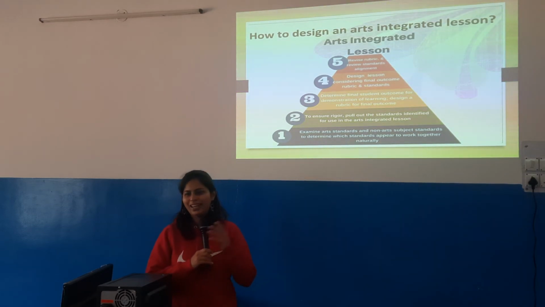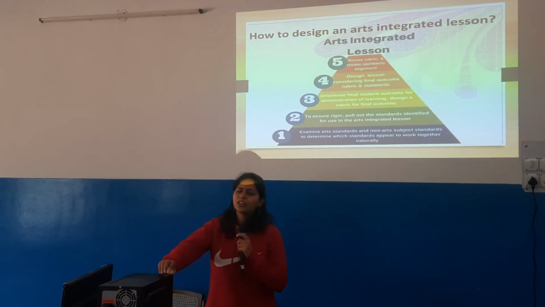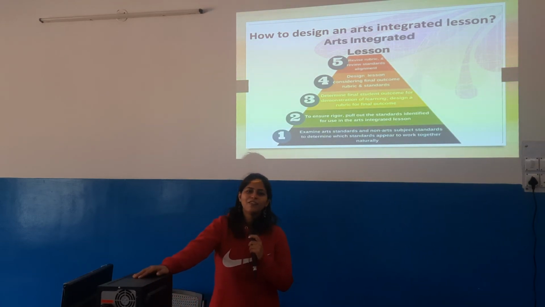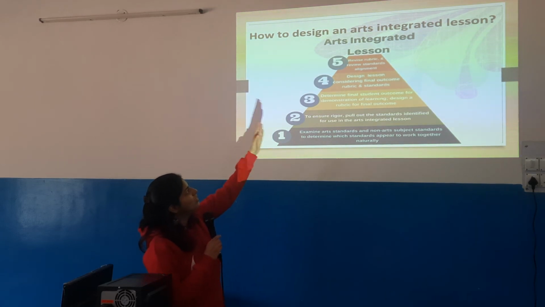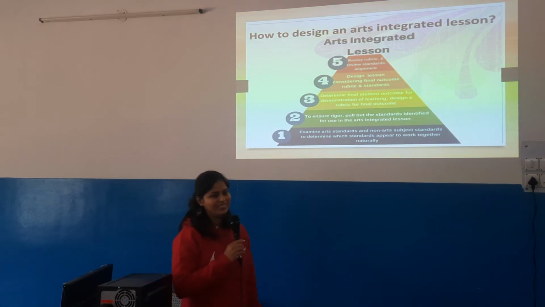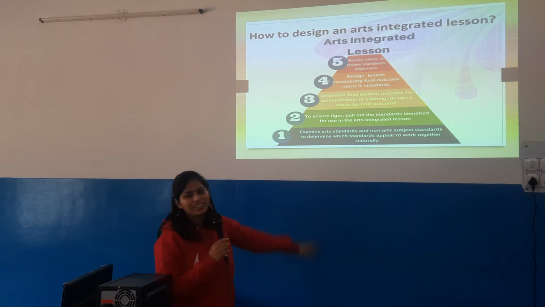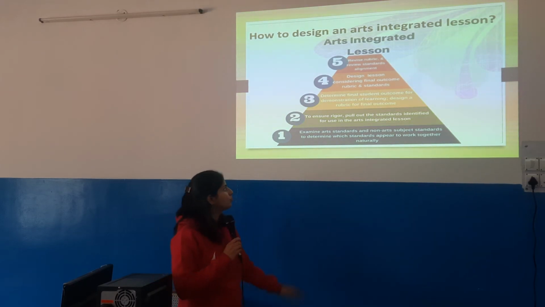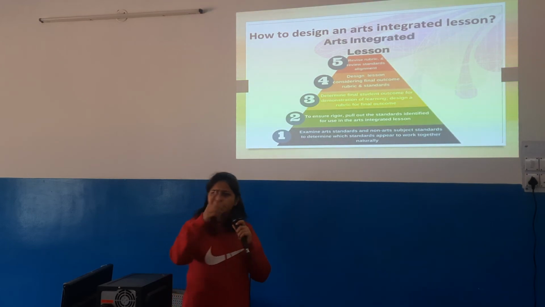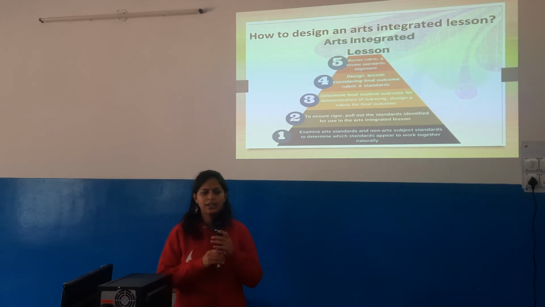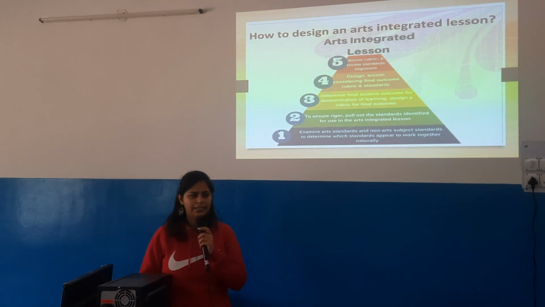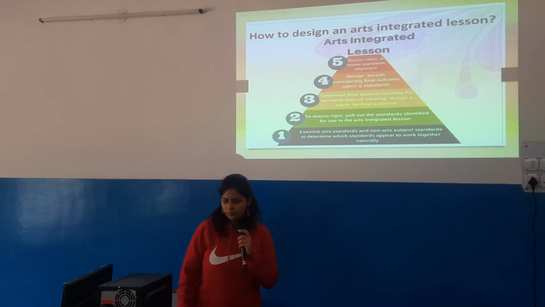That is lesson planning. Now we have talked a lot about art integration. The final learning for us as teachers is how to design an art integrated lesson. So there are 5 stages. Let us go one by one. I would be explaining when I move to the next slide, so just look at this, and I shall proceed.